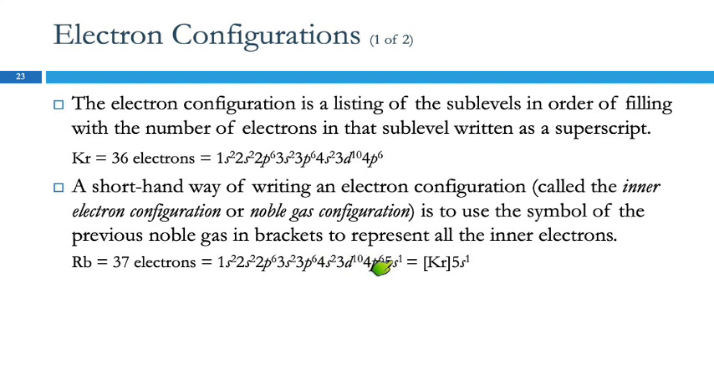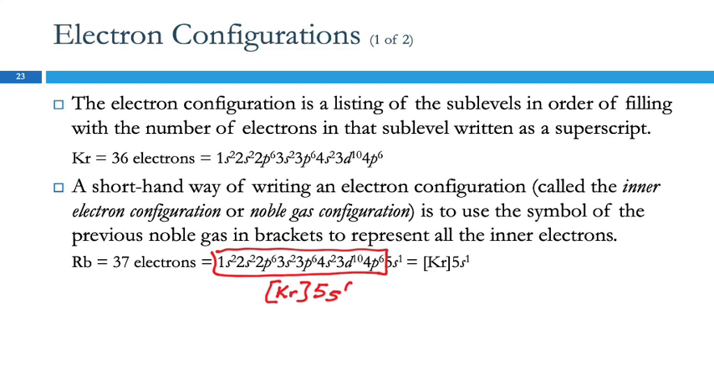But what's the difference between this one and this one up here? It's just this guy at the end, right? So instead of writing all of this mess, we say, well, the electron configuration for krypton plus 5s1. Because 5s1 starts at... yeah, we'll get to that.